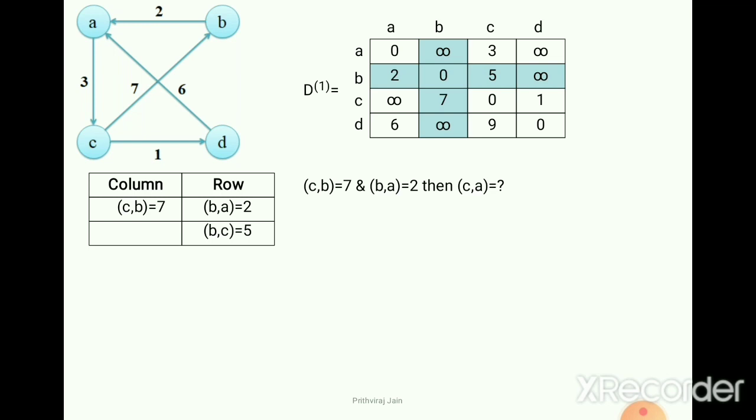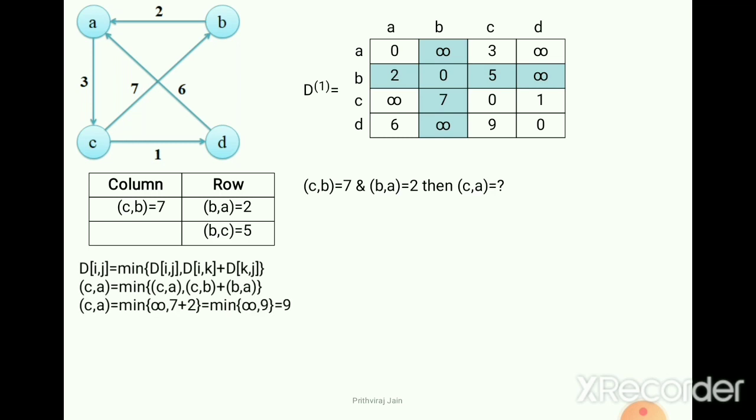Take the combination C comma B equal to 7 and B comma A equal to 2. Then calculate the path from C to A using the formula C comma A is equal to minimum of C comma A, C comma B plus B comma A. Initially C comma A is infinity, as you can observe in the matrix. Then C comma B is 7, B comma A is 2. Minimum of infinity comma 9 is 9. So the C comma A value is 9.